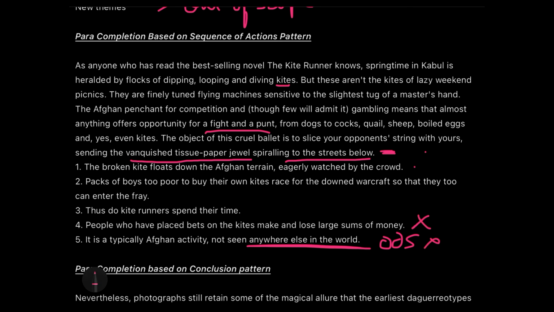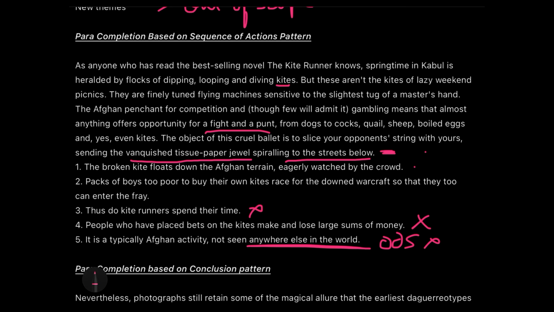The third one says, thus do kite runners spend their time. How they are spending their time was none of our business in the entire paragraph. And moreover, it's a conclusion type sentence which we don't need. It's not a direct connection to the paragraph, like the kite falling down. So this will also go off.